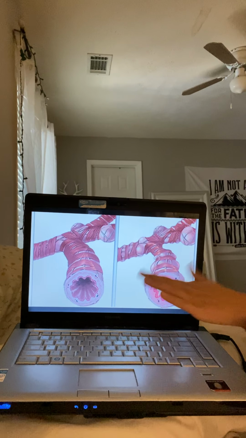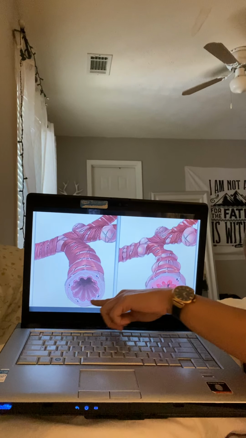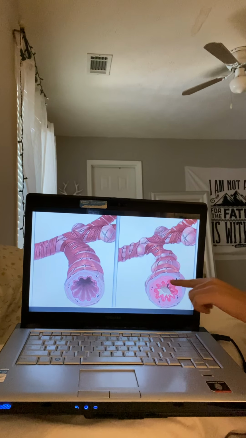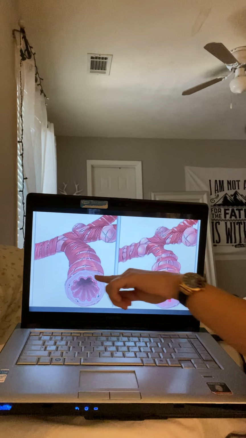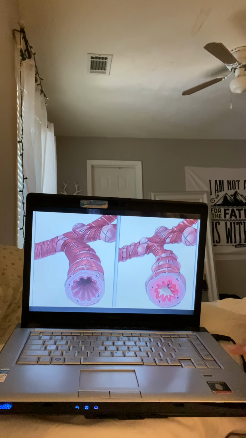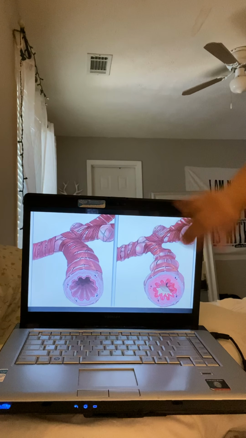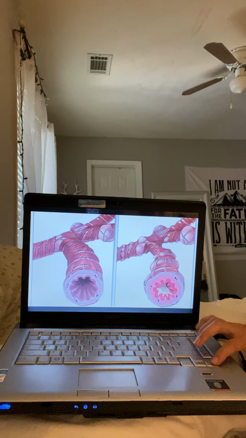As you can see here, this is someone with asthma. This is them spasming and closing off the bronchioles. This is a normal one, as you can see. Much more room for air, not as much there.